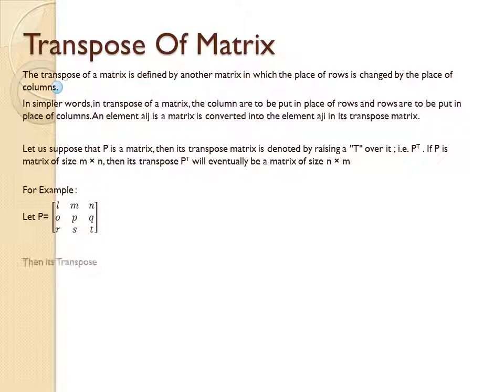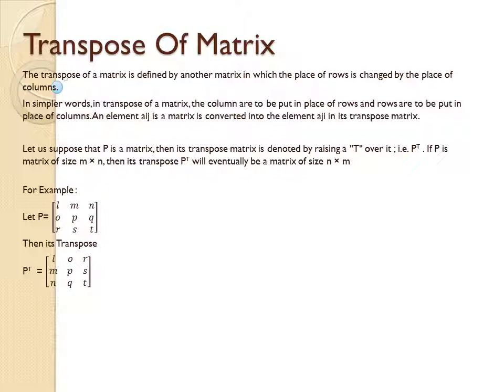Now I will take the transpose of the matrix. What will be the transpose? As it is a 3 cross 3 matrix, the transpose will also be a 3 cross 3 matrix. What will happen is that the rows will be interchanged with the columns. So how does the interchanging happen?